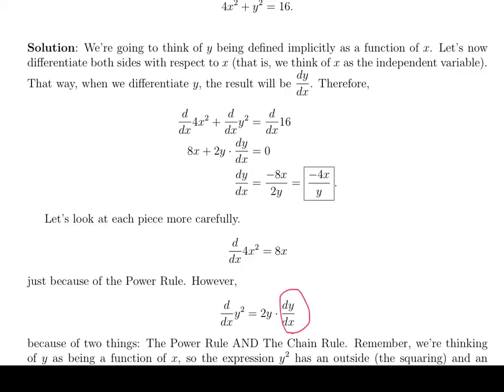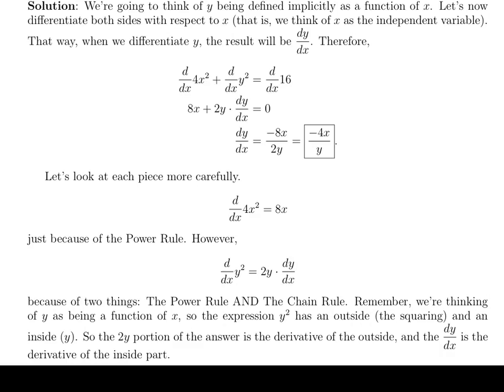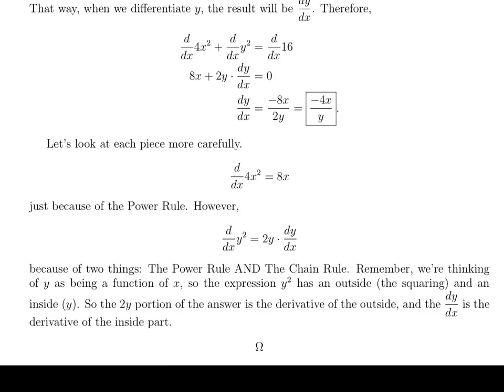Okay, so we're thinking of y as being a function of x. So what we really want to think is that y squared has an outside, that's the squaring, and it also has an inside, that's the y. So we've got the outside and the inside. Okay, so when we write down 2y, that is the derivative of the outside, and then dy by dx is the derivative of the inside. So if we differentiate y with respect to x, we're going to get dy by dx. We'll see a few more of these as we go on, but that's all for now.